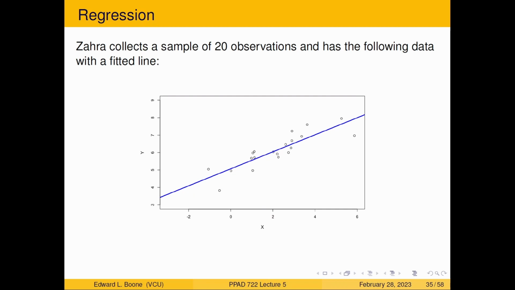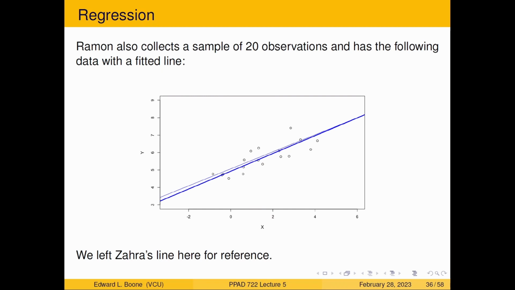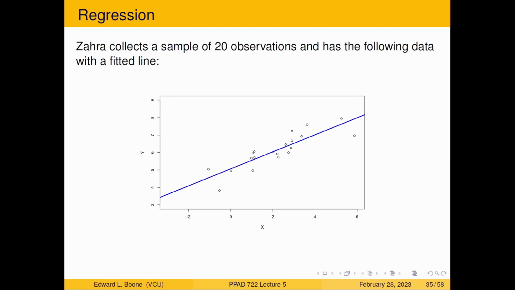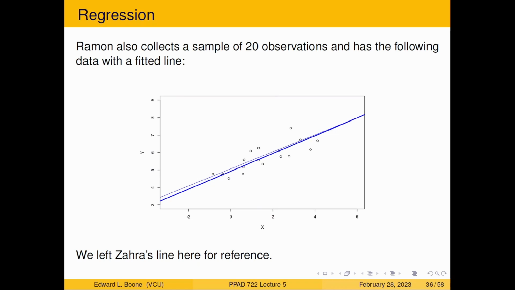And here, Zara collects a sample of 20 observations, and it has the following data with a fitted line. And you can see the line fits pretty good. Now, Ramon also collects a sample of 20 observations on the same thing and has the following fitted line. Notice the data changed between this slide and this slide. Why? Because Ramon has a different sample. Now, I've left the thin line on there to give you an idea of what Zara's sample was as a reference.